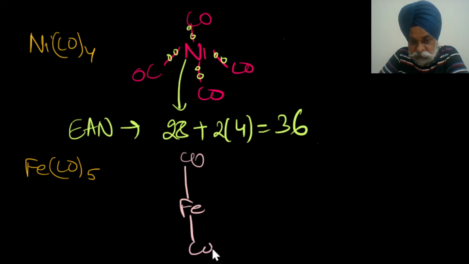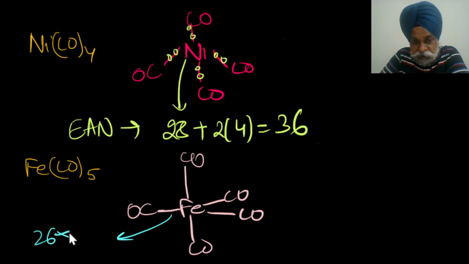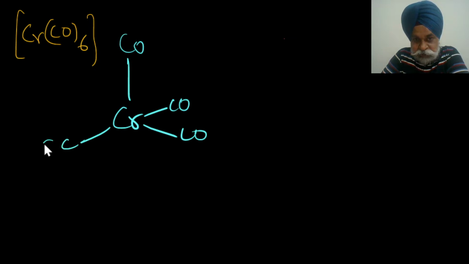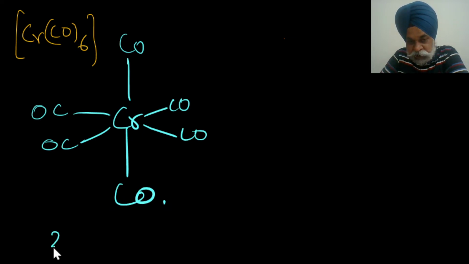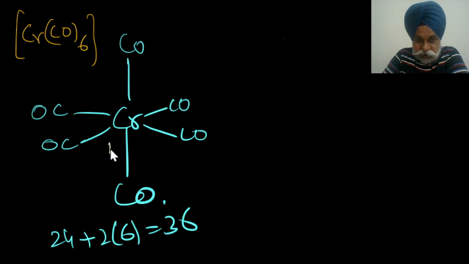Next is Fe(CO)5. Fe(CO)5 is trigonal bipyramidal, and the bonding aspect of all these would be taken up in some other videos. Here also, iron is 26, and these are 5 in number, 5 into 2, so this again comes out to be 36. Similarly, this is an octahedral complex, which you should know, for which again you would get 24 plus 2 into 6, that is again 36, because chromium's atomic number is 24. Again, effective atomic number is very clear to us.